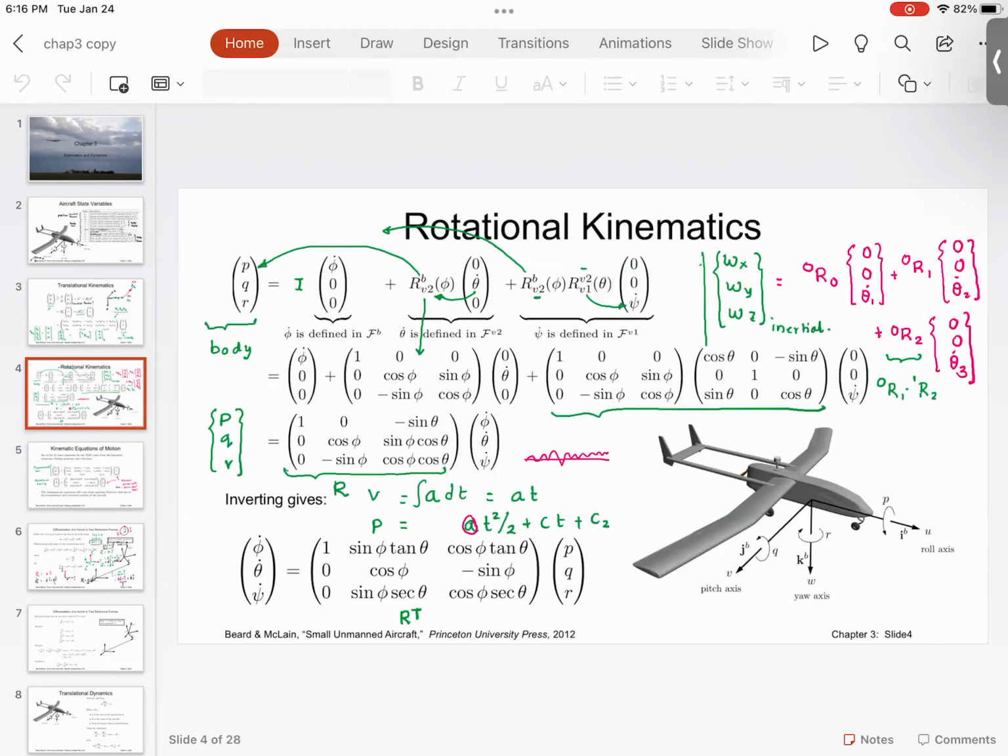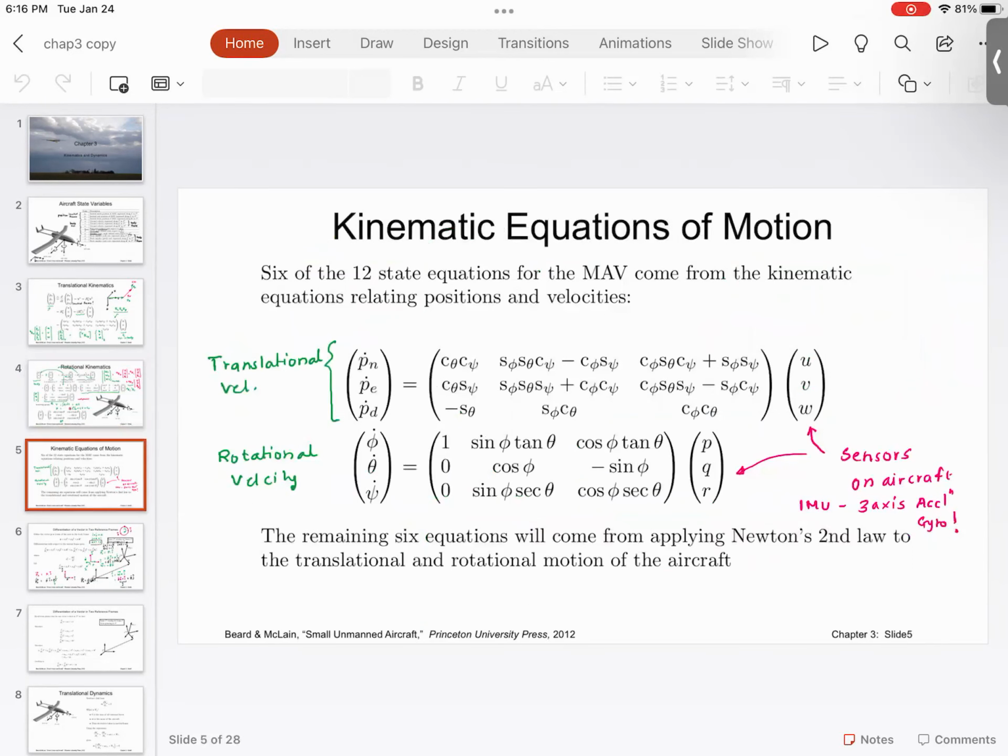Kinematics does not include inertia, no mass, no forces. Kinematics only deals with the velocities, accelerations and positions. So these are the kinematic equations of motion.